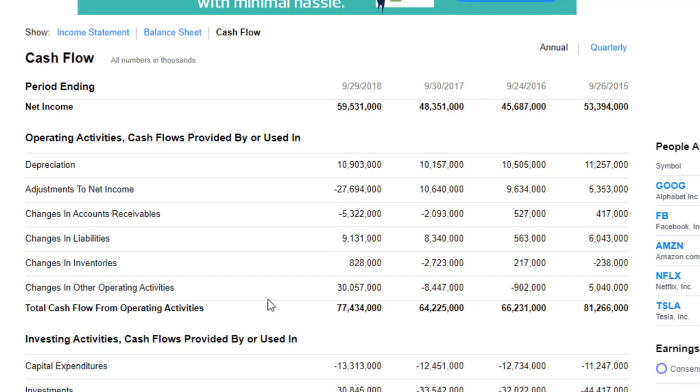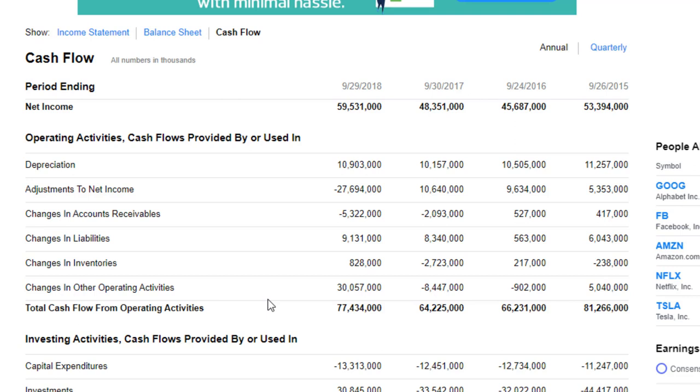Then we have changes in account receivables. The fact that it's negative means that Apple sold more on credit than it collected in cash. So Apple is still waiting for the money to come in to this account receivables for that number to turn positive. It's basically how much more money Apple has to receive. It's currently negative, so we're deducting it. Changes in liabilities is basically change.